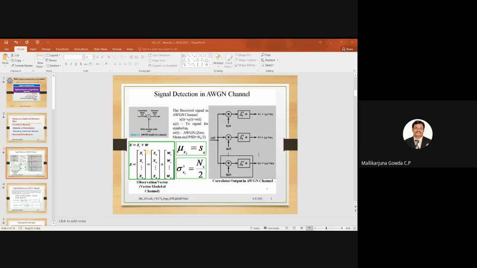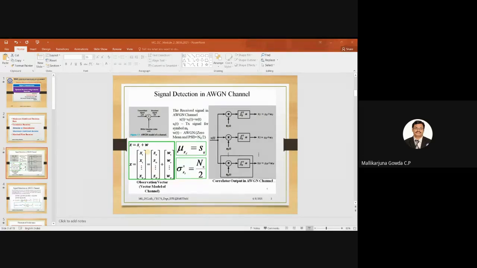Hope we are able to see the first item, the additive white Gaussian noise model of the channel. I started with this. si(t) is the transmitted signal, and I denote the white Gaussian noise with w(t). x(t) is the received signal. How is the received signal related to the transmitted signal, which we have already discussed? x(t) is equal to si(t) plus w(t).